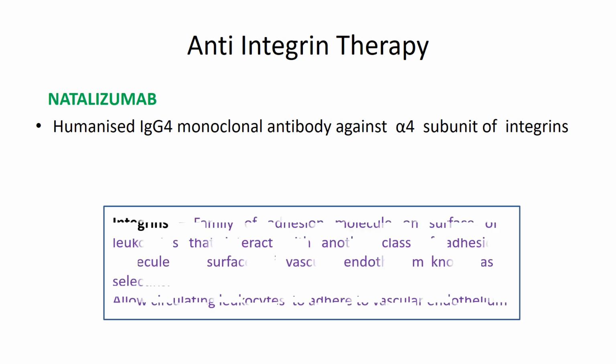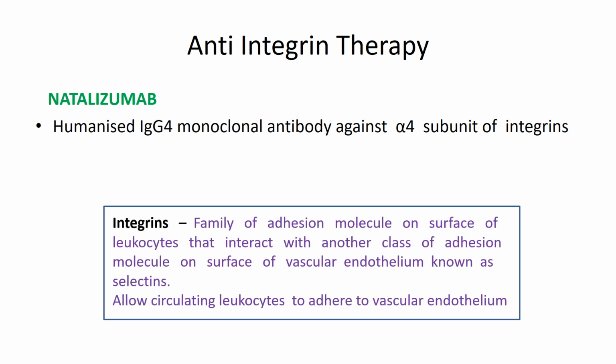So what is integrin? Integrin is a family of adhesion molecules on the surface of leukocytes that interact with adhesion molecules on the surface of vascular endothelium known as selectin. So the vascular endothelium has a substance called selectin, and the leukocyte has an adhesion surface known as integrin. These two, integrin and selectin, should be attached, which allows the circulating leukocyte to adhere to the vascular endothelium. So only when these two are attached can the leukocytes attach to the endothelium.